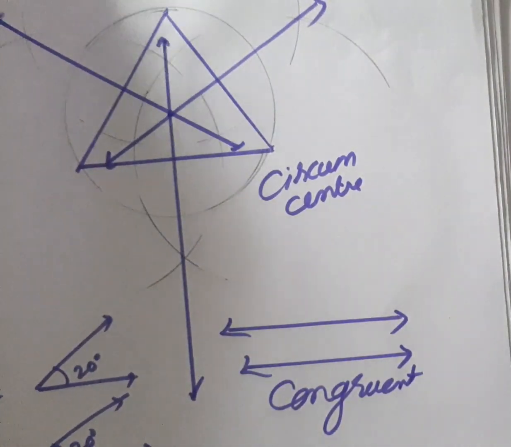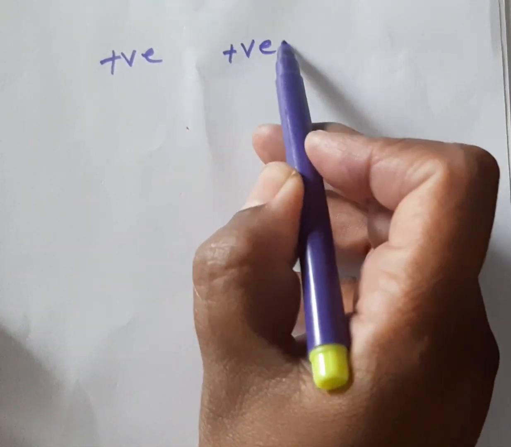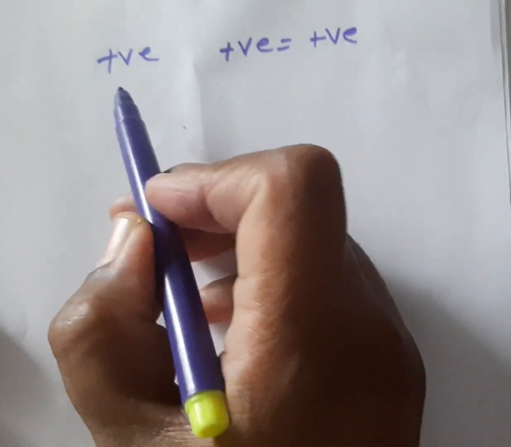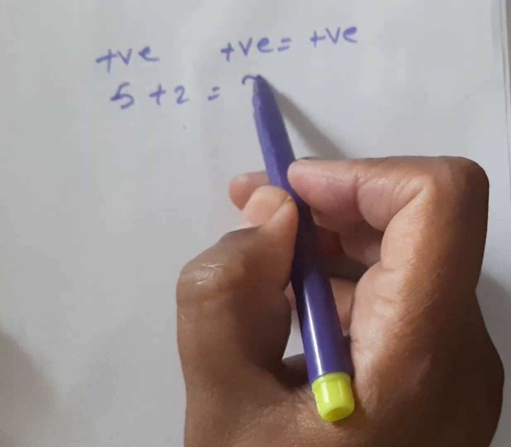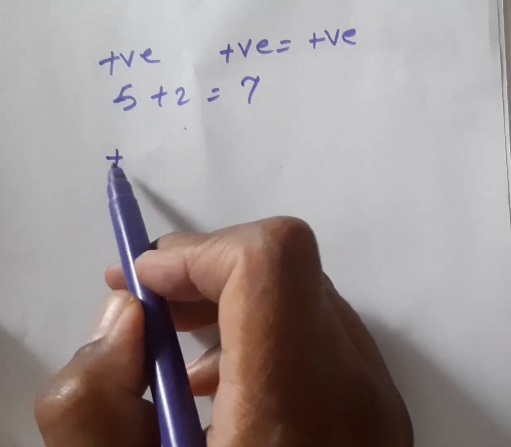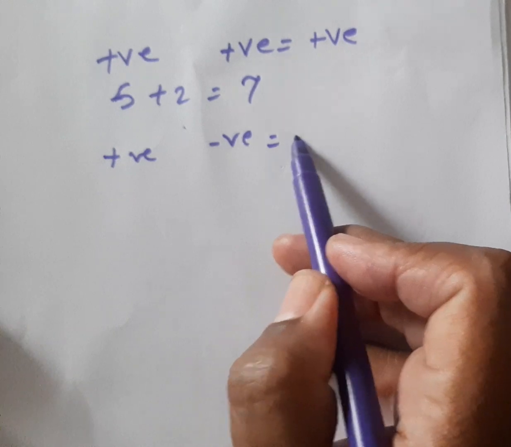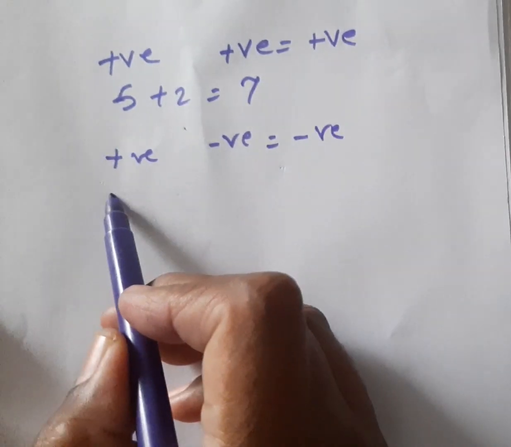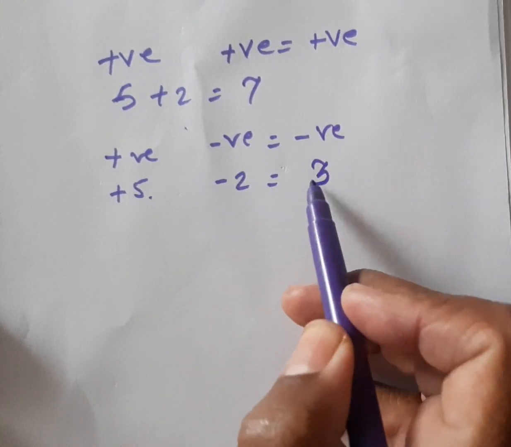Okay, and now next I will explain another lesson. When we take a positive integer and another positive integer, then what do we have to do? We have to add. For example, 5 plus 2, the answer will be 7. Next, when positive and negative are added, the answer will be negative. For example, plus 5 minus 2, the answer will be 3.